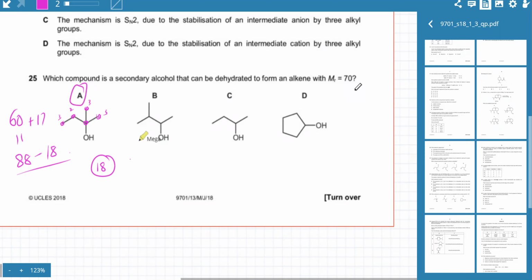So it's definitely A, but that's not the answer. Why is it not the answer? Because it's not a secondary alcohol. We shouldn't have wasted our time in the first place on this because it wasn't a secondary alcohol. This one is a secondary alcohol. This one is also a secondary alcohol. I mean, the first one was a tertiary alcohol. The rest, you have to look at the rest.